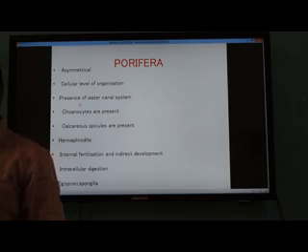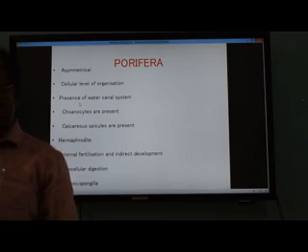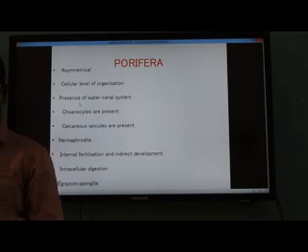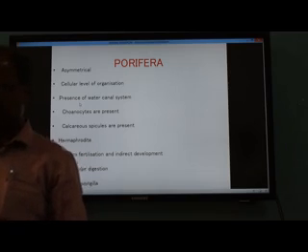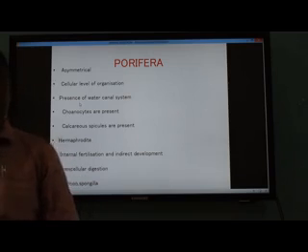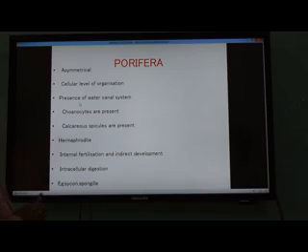Pore means they have holes in their body. They are totally marine. They have an asymmetrical body structure, a cellular level of organization, and the presence of a water canal system. Choanocytes are present, and the body is supported by calcareous spicules.